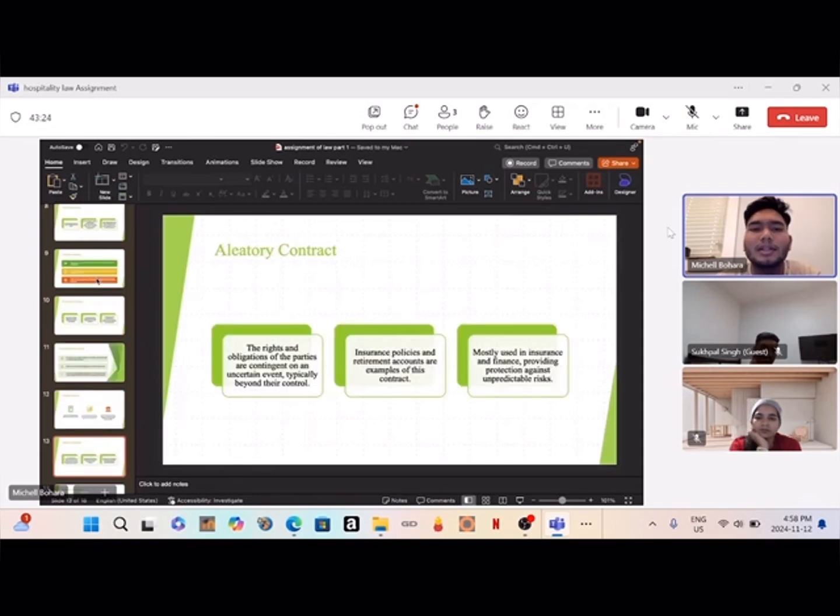Another one is the voluntary contract. A voluntary contract depends on an uncertain event. Let's take an example of car insurance. We have to pay a premium, but we only get compensated if we get in an accident. Voluntary contracts are common in insurance, where we get protection based on the chance of something happening.